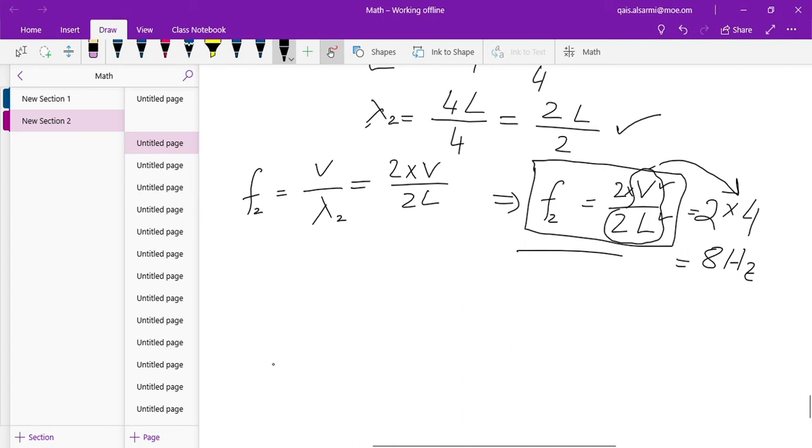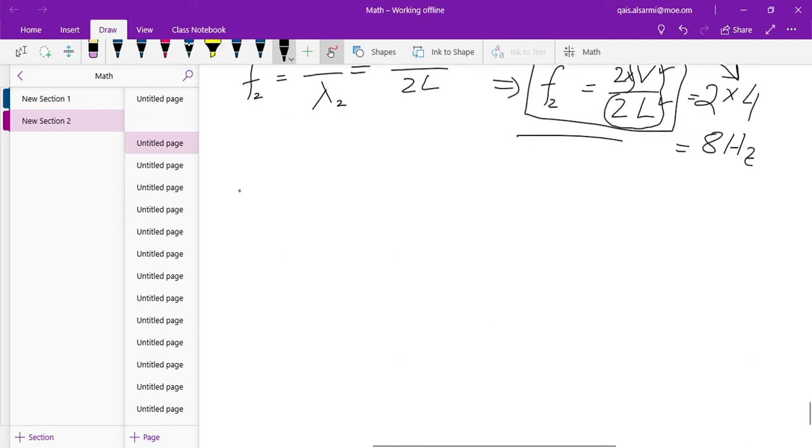Now let us discuss the third mode of vibration. Once again, the same string, same tension, same length. So the third mode of vibration will look like this, with 3 loops, starting from a node, and both of these ends are nodes.